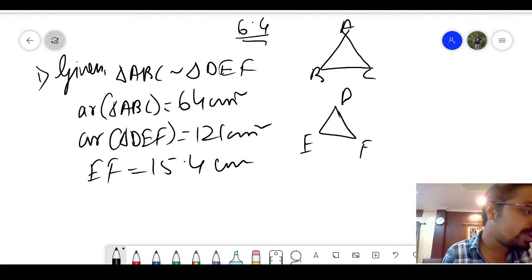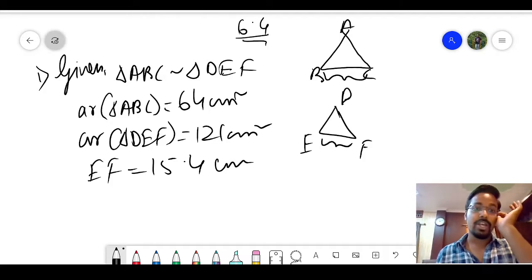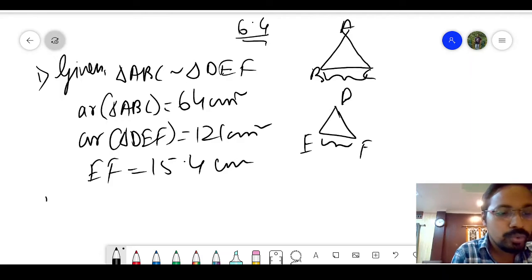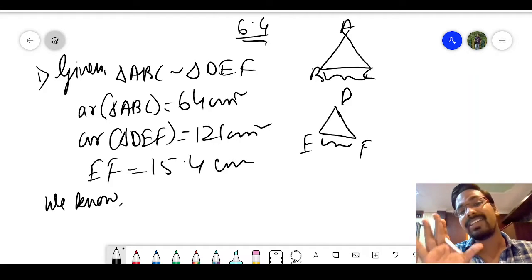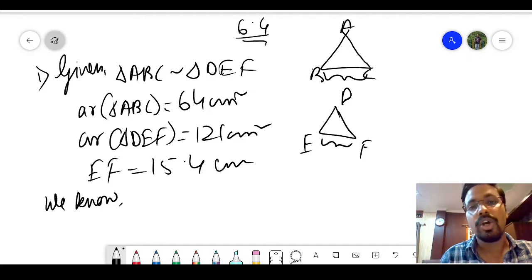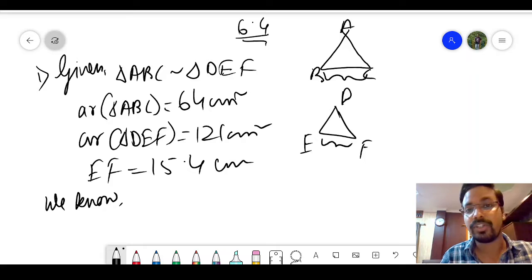Okay, what do we have to find? We have to find BC. So EF is given and its corresponding side, which is BC, we have to find that. So what do we know from the theorem? So we know, if you have not seen the video of theorem 6.6, go back, check the video and then come back. Otherwise you will not understand what theorem we are using here.